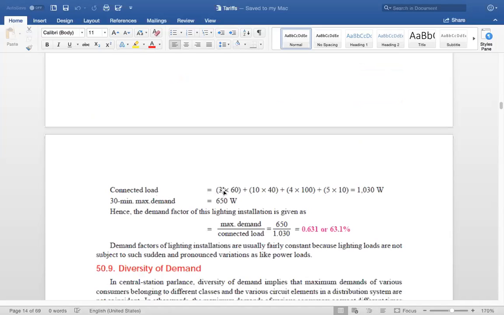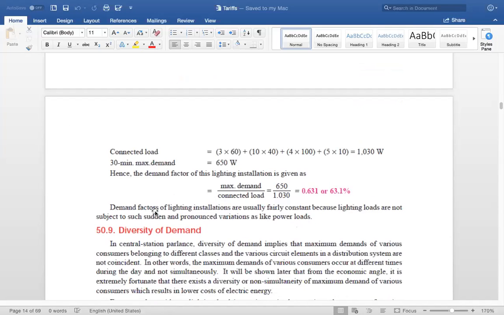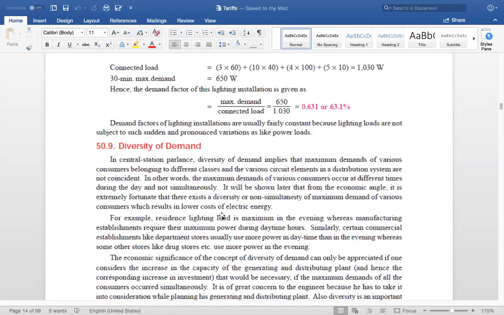So the connected load is 3 times 60 plus 10 times 40 plus 4 times 100 plus 5 times 10, which is 1,030 watts. The 30-minute maximum demand was 650 watt. So the demand factor was 650 divided by 1,030, which is more or less 63%. They say the demand factors of lighting installations are usually fairly constant because lighting loads are not subject to such sudden and pronounced variation like power tools.